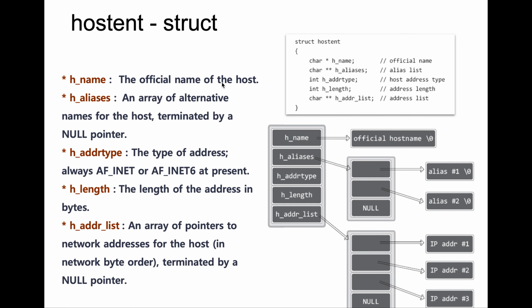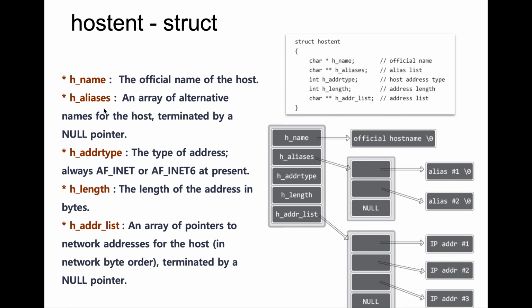Now, h_name is the official name of the host. So if you're trying to figure out the IP address of youtube.com, it could have a different domain name that can represent that server better. If you're trying to do the same thing with naver.com, it could also have a different URL that is more hierarchically important than naver.com, and that will be placed right here. And the aliases will be all equivalent domain names that can give the result exactly the same way as the official name. And we will be seeing the examples.